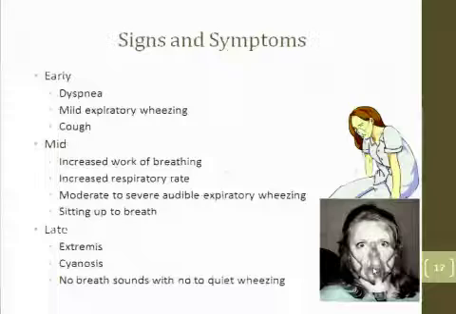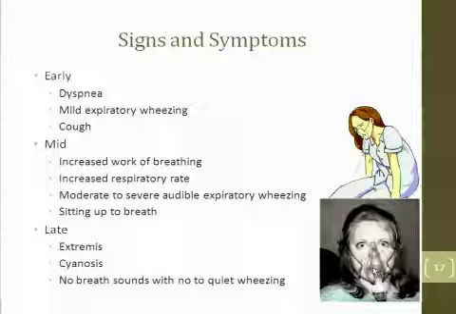Signs and symptoms early are dyspnea, mild expiratory wheezing, and cough. In the mid stage, you have increased work of breathing, increased respiratory rate, and you get moderate to severe audible expiratory wheezing, and the patient is sitting up to breathe. That's a pretty pathognomonic sign of somebody having a severe asthma attack.